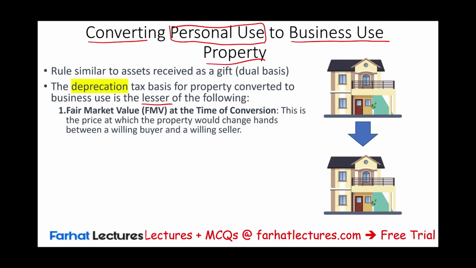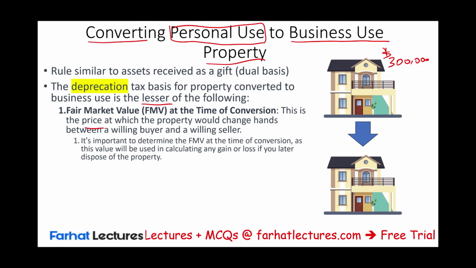Let's assume this property, when I converted it, was worth $300,000. This was the fair value. If I wanted to sell it, it was worth $300,000. This is the price at which the property would change hands between a willing buyer and a willing seller. And this is important. The fair market value at the time of the conversion is important because this is going to be used later when I compute any gain or any loss. So that's why we have to know this.